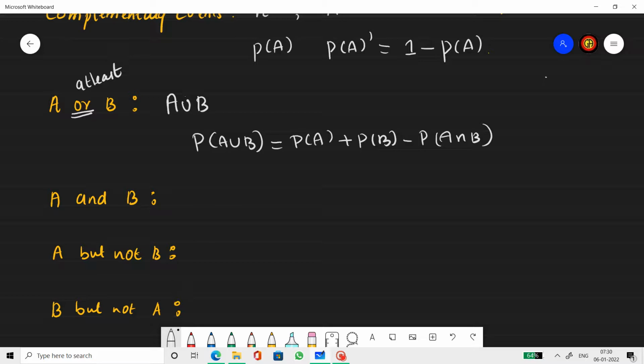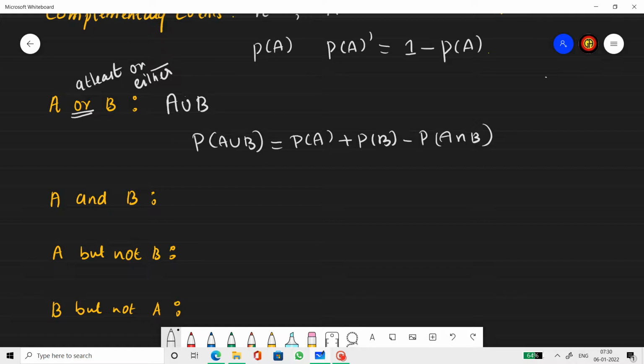Okay, so or means union, at least means union, either is also union. So when they say either A or B, then also it means it's union. So make a note of these terms because it's very important. Normally, they won't say always or union. They use these words in the question. So or, at least, either is union.